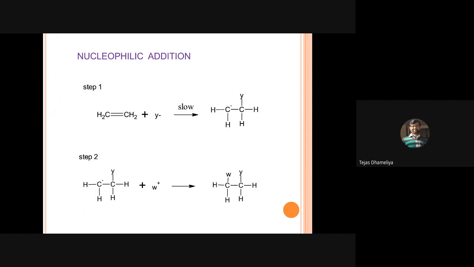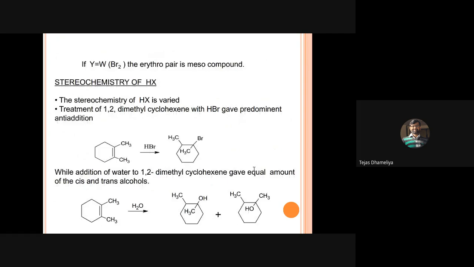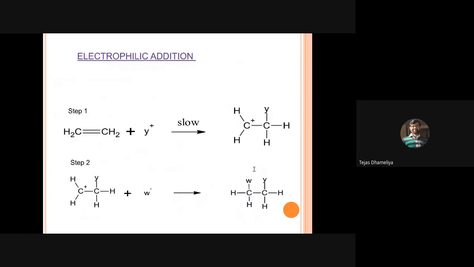I will touch a little upon nucleophilic addition reactions today, additionally, apart from whatever we covered, our electrophilic, Markovnikov addition and anti-Markovnikov addition. Friends, in this case, there was no role of Markovnikov or anti-Markovnikov addition because this is a totally symmetrical alkene being added with asymmetrical species.